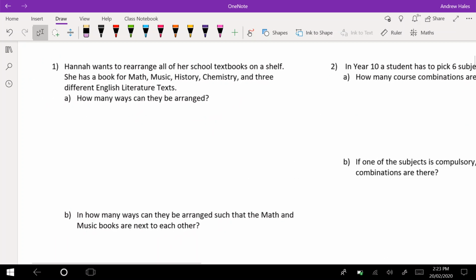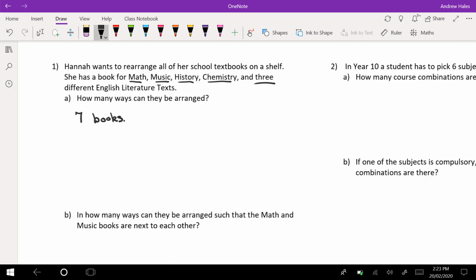Hannah wants to rearrange all of her school textbooks on a shelf. She has a book for math, music, history, chemistry, and 3 different English texts. How many ways can they be arranged? Well, first of all, we need to know that there are 7 books, okay? We've got 1 for math, 1 for music, 1 for history, 1 for chemistry, and then another 3 for lit. So we have a total of 7 books.